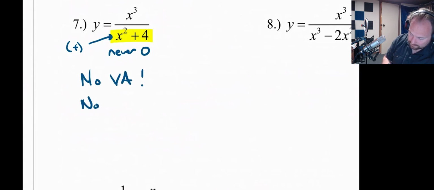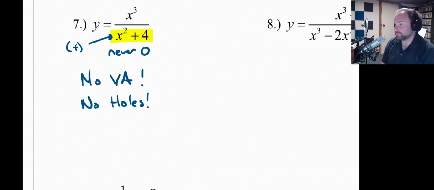There's no holes either. Nothing makes the bottom 0, so there can't be a hole or a vertical asymptote. This is completely continuous, we might say. As far as the vertical asymptote, there's not one of those either.